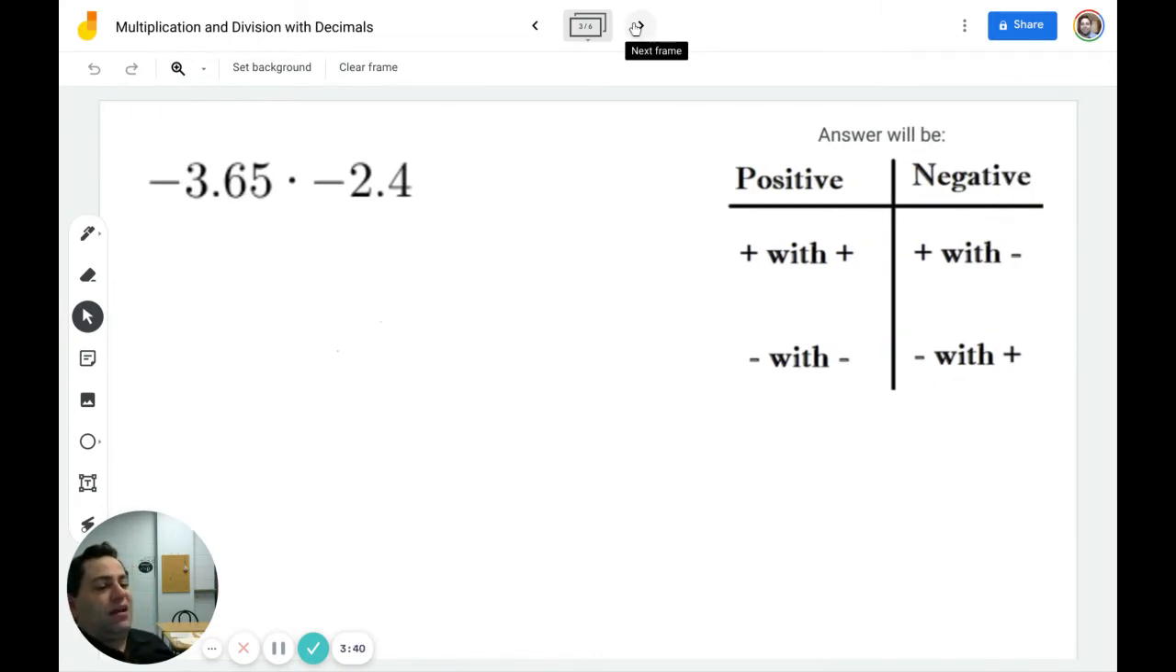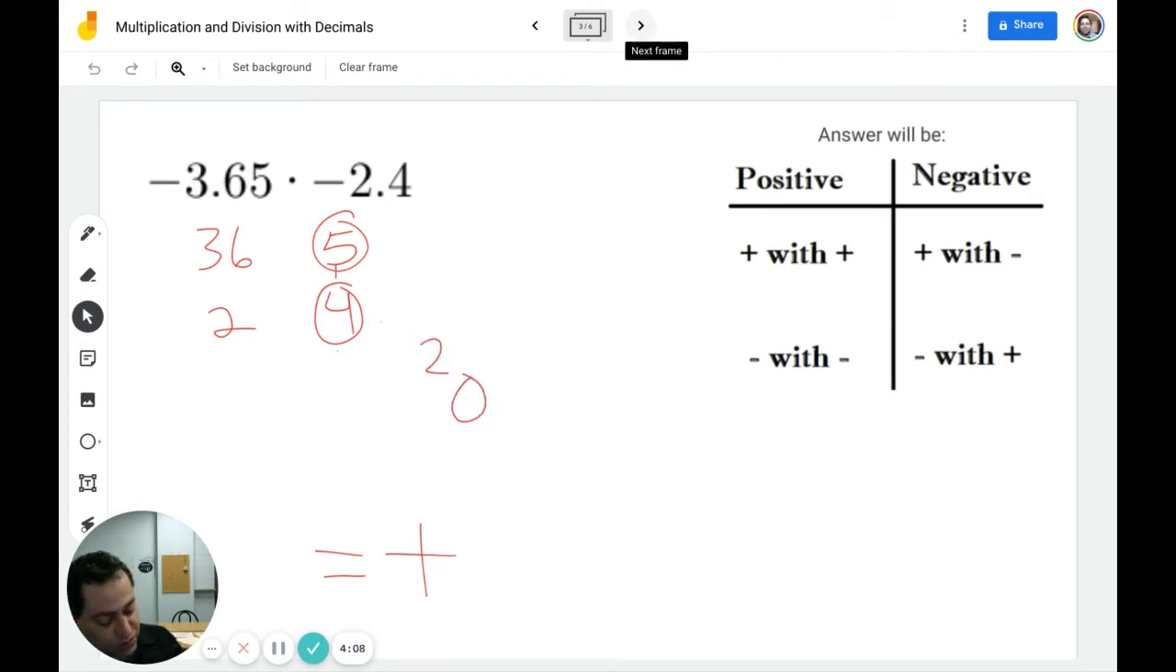In this problem, I have negative 3.65 times negative 2.4. So first things first, a negative times a negative is a positive. Next, I'm going to treat this problem like 365 times 24. So I have 36 and 5, and 2 and 4. I'm going to start with 5 times 4, and I get 20, 0 with 2.